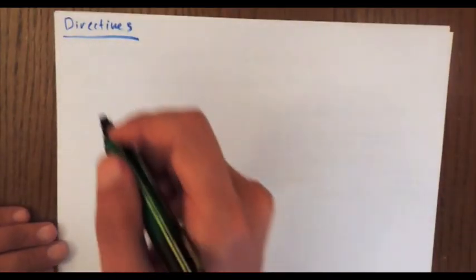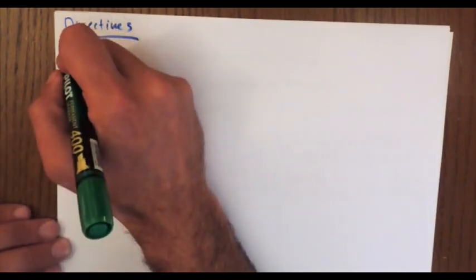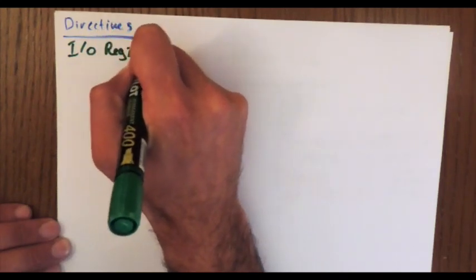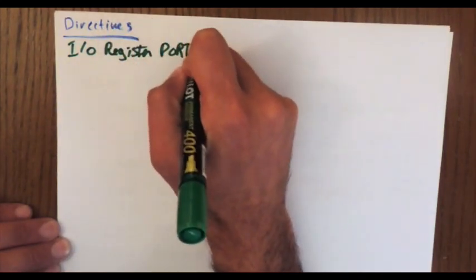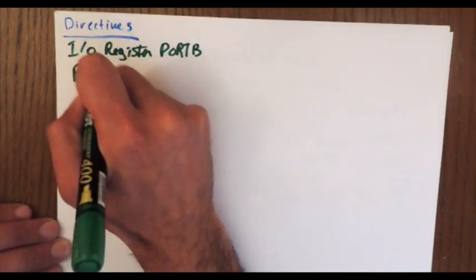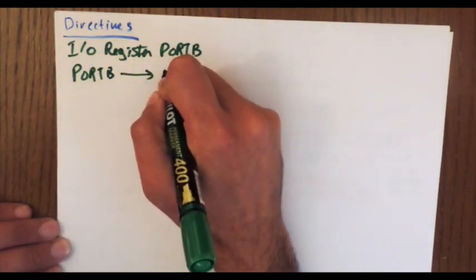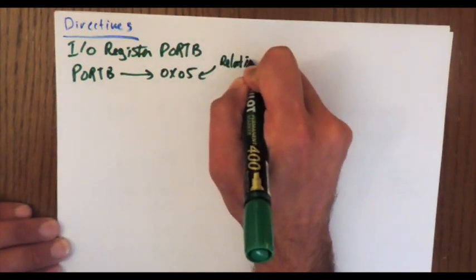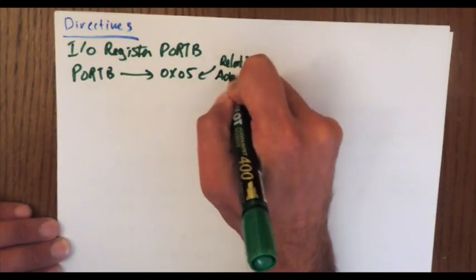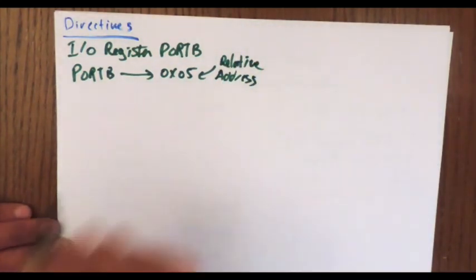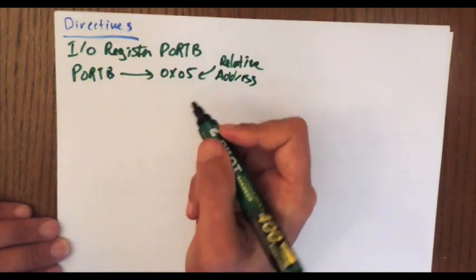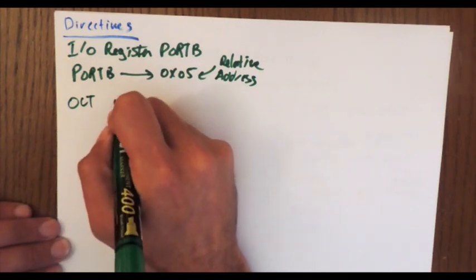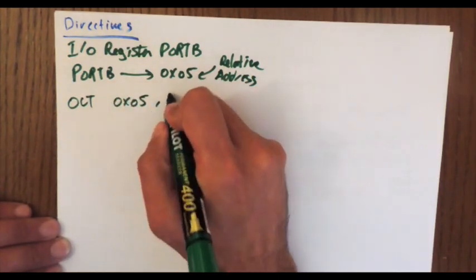We can also use the directives with SFRs or I/O. Consider the I/O register port B. We know that port B is at relative address 0x05. This is the relative address. If you don't know what relative address means, check the previous lecture. So what we usually do with OUT when we're using port B, we say OUT 0x05, R16.